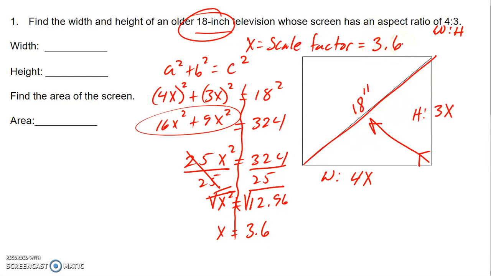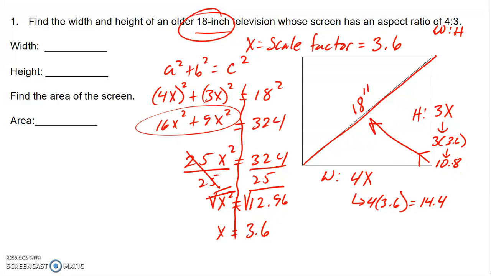That's that magic number that I can use to multiply the 4 and the 3 by to get back to the original width and height. So that's what we need to do now. We need to find that width and height. So I'm going to say, all right, I got 4 times 3.6. And that is 14.4. And I'm going to multiply the 3. That's going to be 3 times 3.6. And that gives me 10.8. So there's my original width and height.